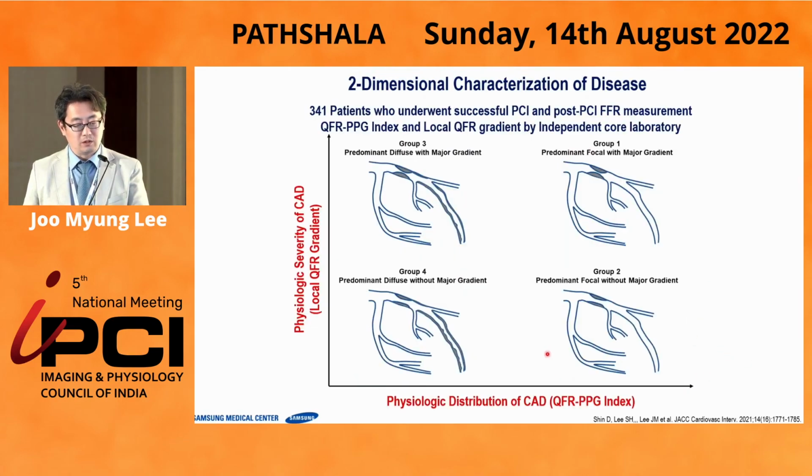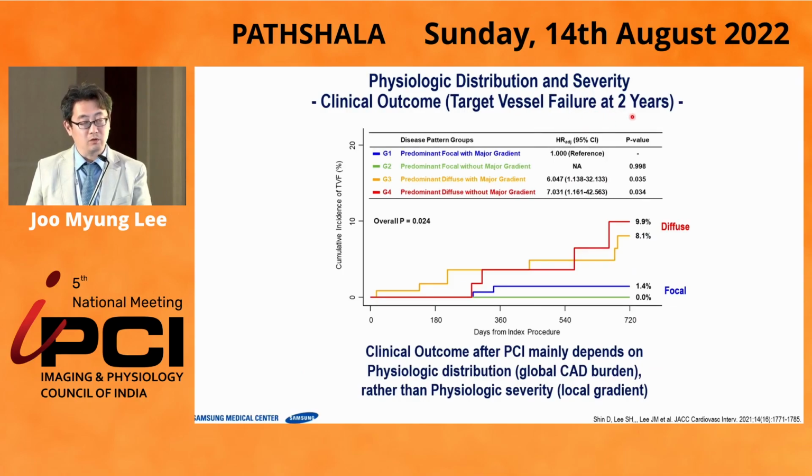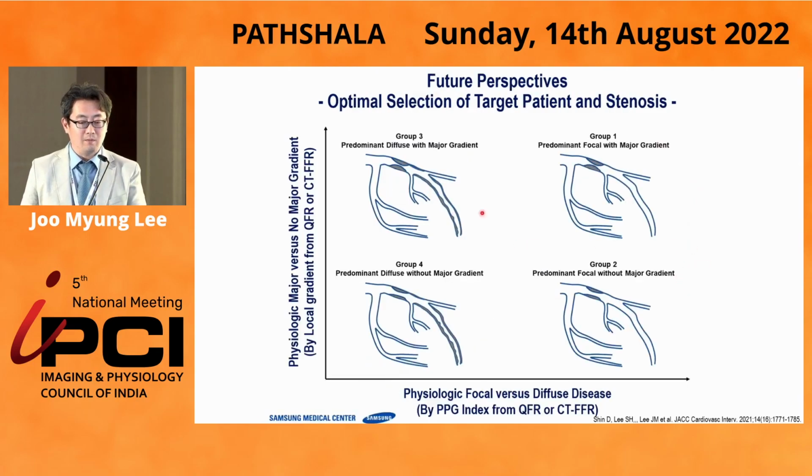So we can consider this kind of two-dimensional mapping. The x-axis is QFR PPG, the y-axis is local QFR gradient. When we analyze post-PCI physiologic results, in patients with diffuse disease, there was a higher proportion of low post-PCI FFR. In patients with no major gradient, the result was a suboptimal increase after PCI. When we see the clinical outcomes, after successful local treatment, the patient outcome will be determined by physiologic diffuse disease. So we can consider this type of approach.